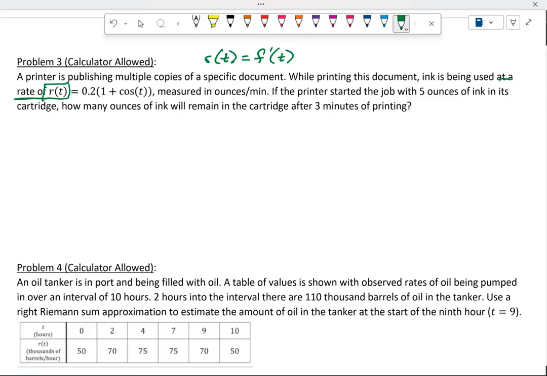All right, if the printer started with 5 ounces of ink, so I heard somebody say like R of 0, that would actually be F of 0 if we're letting R be F prime. Please don't label it as R of 0, okay? Because that would be wrong. I know it seems small, but we want to be very precise in those little things. F of 0 equals 5. And then we want to know 3 minutes after printing, so that's kind of like our F of 3.